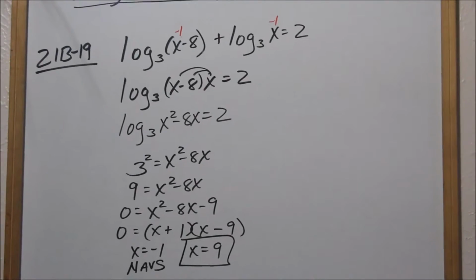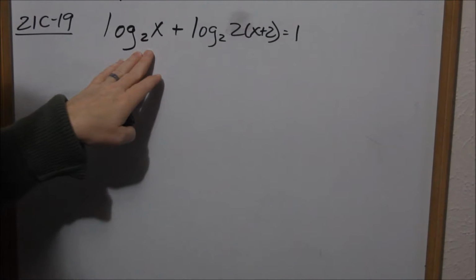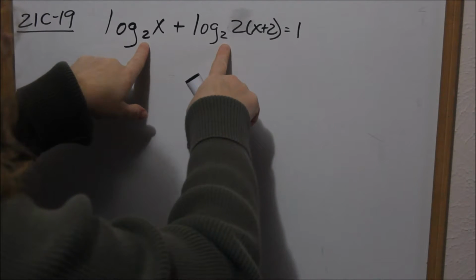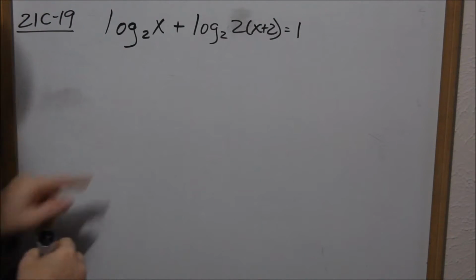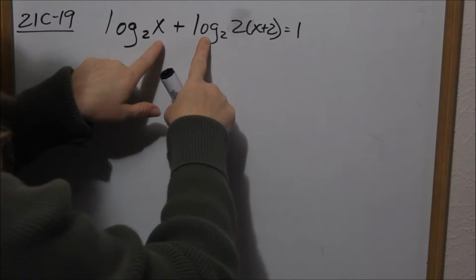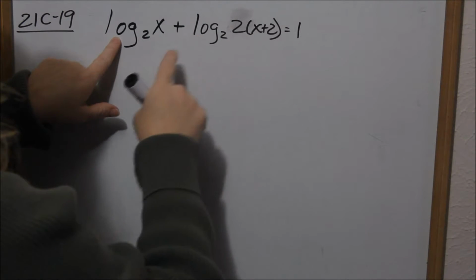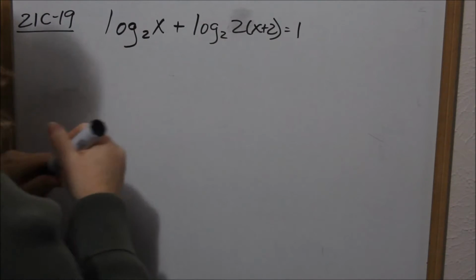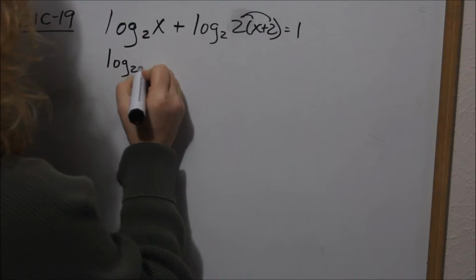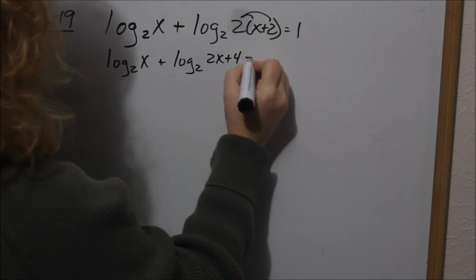Okay, now we're going to look at 21c19. So you have log base 2 of x plus log base 2 of 2 times x plus 2 equals 1. These are the same bases. That's important for them to be the same base. So we are adding logs. So when you're adding logs, the laws of log say this and this can be multiplied together. Log of this plus log of this is the same thing as log of this times this. So the first thing I'm going to do is simplify that by distributing it. So I have log base 2 of x plus log base 2 of 2x plus 4 equals 1.